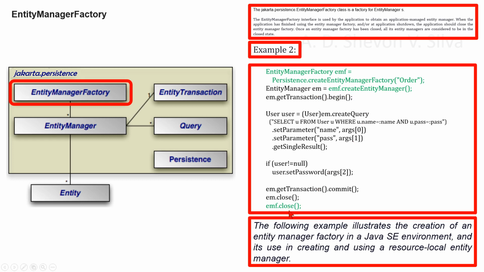Here you can see the close method. Close the factory, releasing any resources that it holds. After a factory instance has been closed, all methods invoked on it will throw the IllegalStateException, except for isOpen, which will return false. Once an entity manager factory has been closed, all its entity managers are considered to be in the closed state.